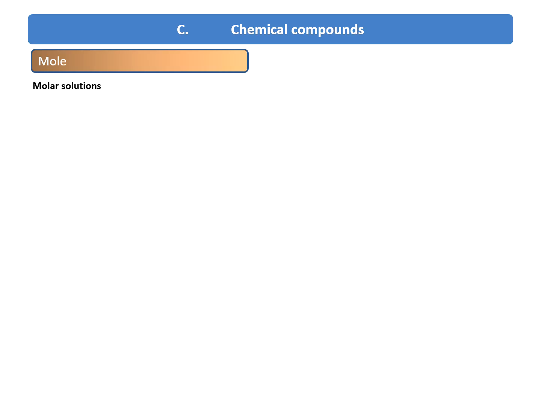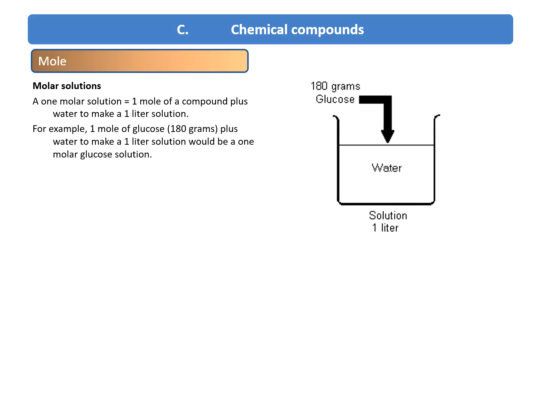Let's look at molar solutions. A 1 molar solution is 1 mole of a compound plus enough water to make a 1 liter solution. For example, 1 mole of glucose, 180 grams, plus water to make a 1 liter solution would be a 1 molar glucose solution. How much sodium chloride is needed to make a 1 molar solution of sodium chloride? 58.2 grams.